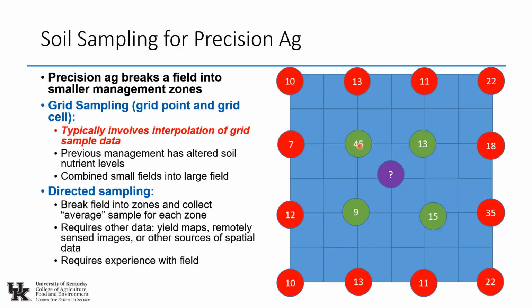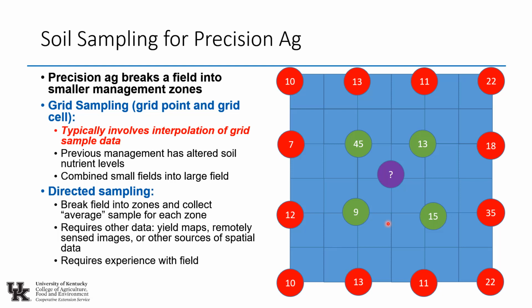Well, that's a really high point. It's a real value. For some reason, there's a high spot here. And then you've got 7, 12, 9, 15. Another high one, 35. 22 is a little high, 11, 13, 10. And if we averaged this whole field together, we'd get around 17 parts per million.